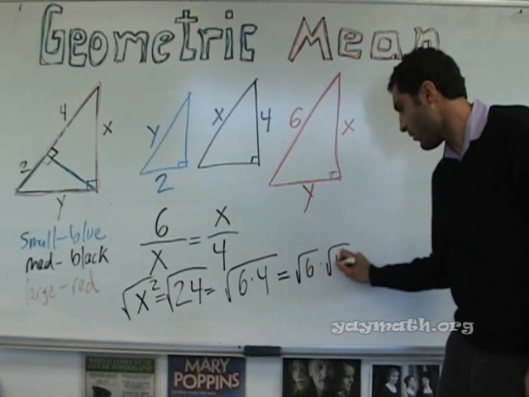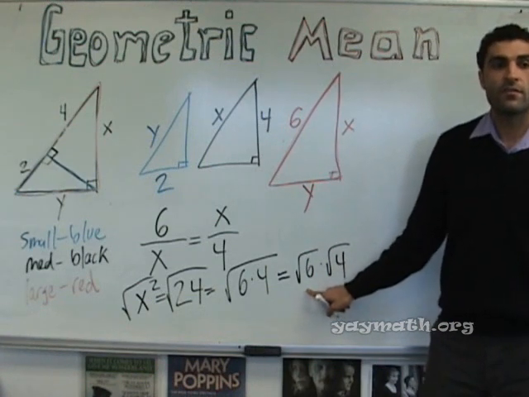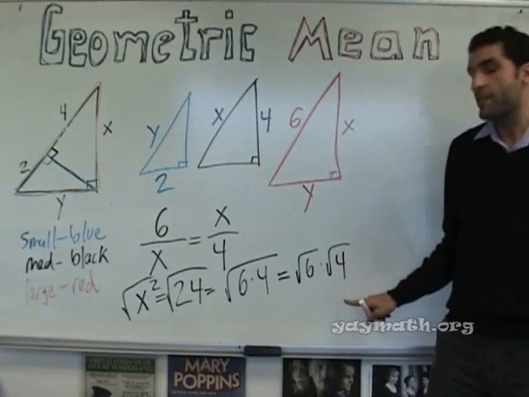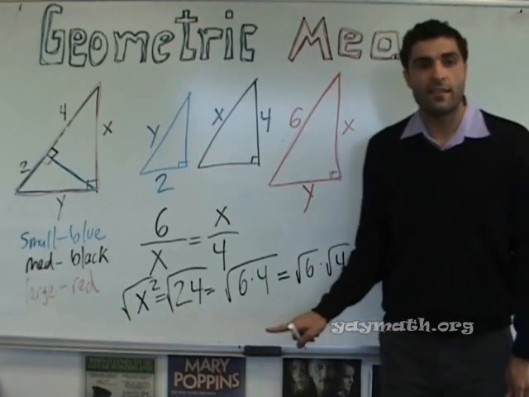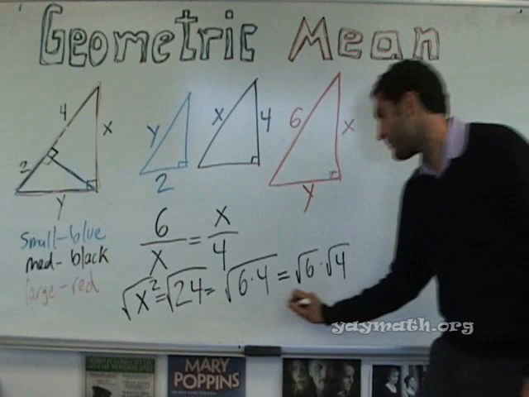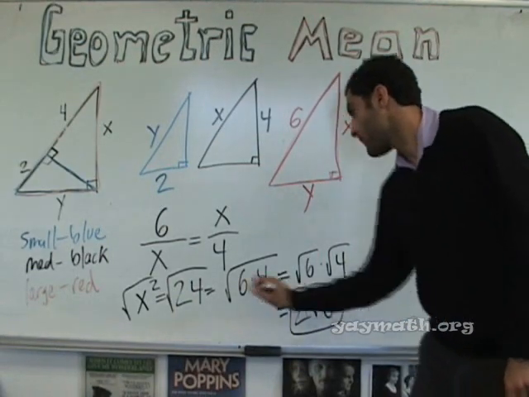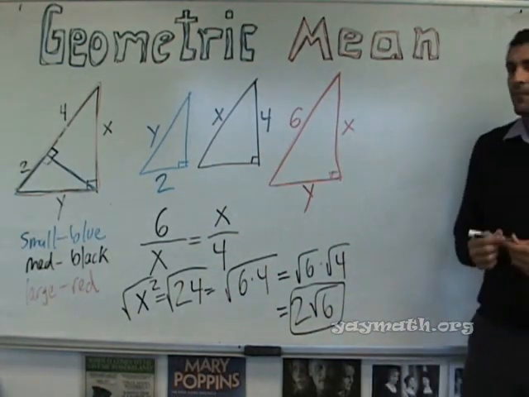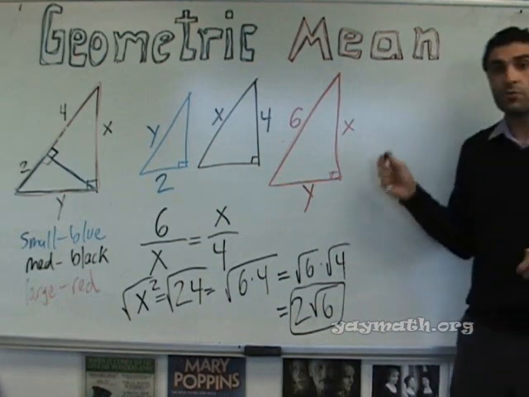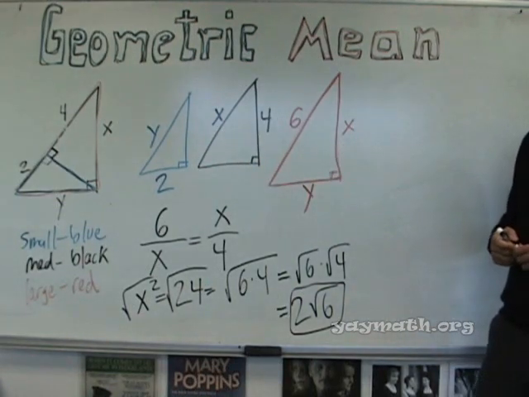So can we simplify the square root of 6? No. What's the square root of 4? 2. So this answer becomes 2 rad 6, or 2 root 6, or 2 times the square root of 6. Very good. X done. Okay. Questions so far? Okay, we're going to do y, and then we're going to do one more triangle, and we're done for that. All right, so let's do y.